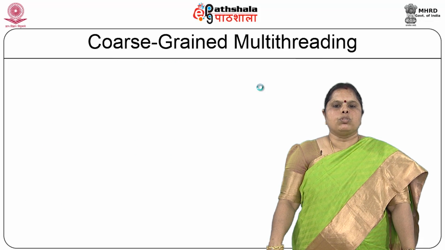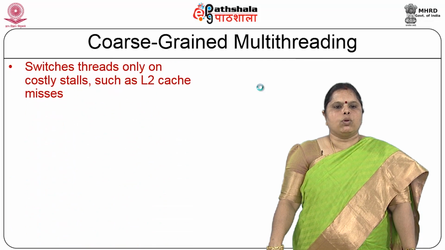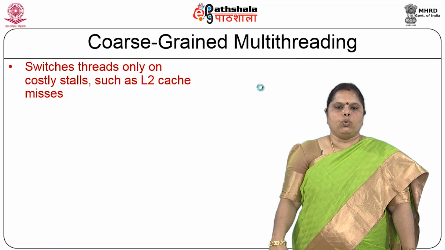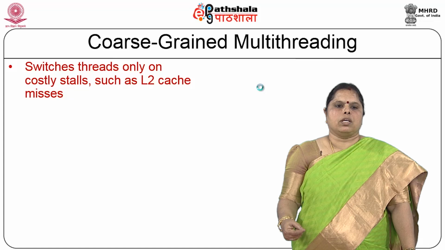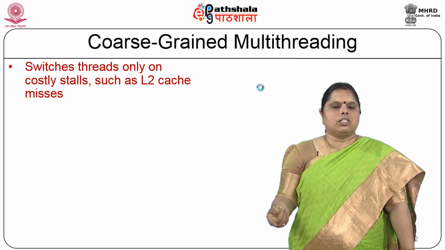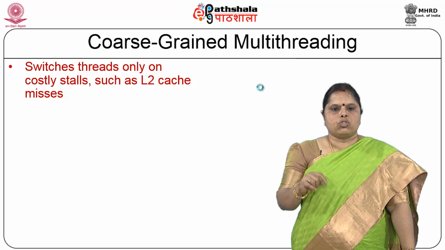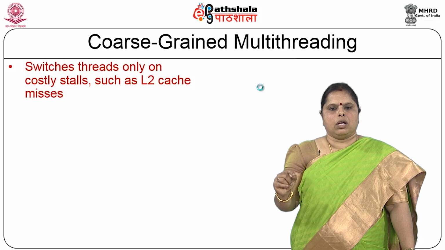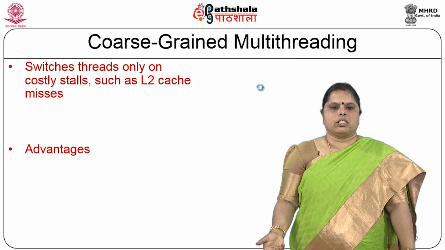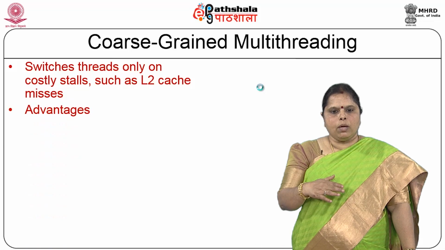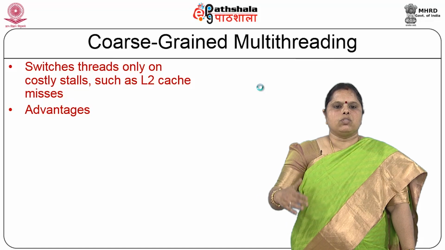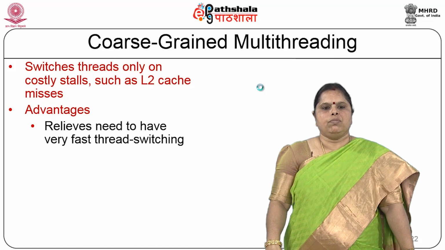Now what about coarse-grained multithreading? Unlike fine-grained multithreading, where you do a context switch every clock cycle, here you switch threads only when a stall is encountered in your thread, for example a costly stall like an L2 cache miss. Till then you continue executing the same thread. When there is a stall, you switch to a different thread of execution.